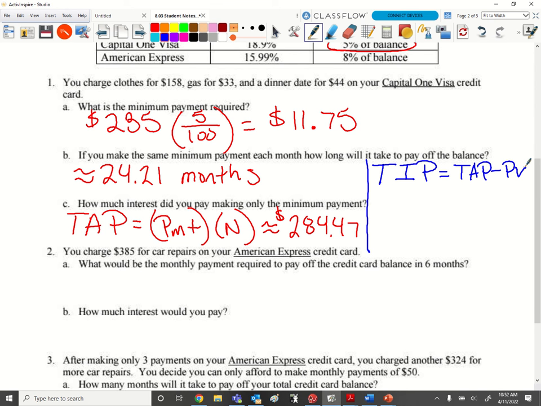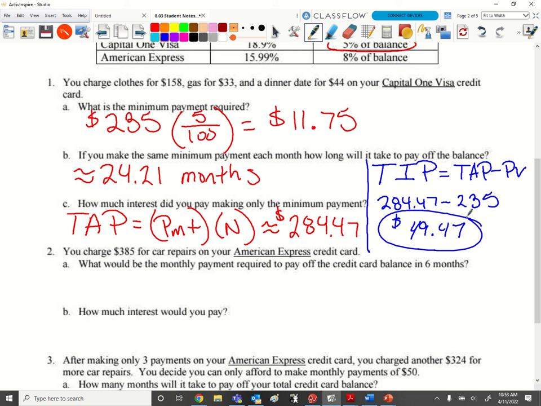What was TAP? Total amount paid. What's TIP? Total interest paid. So in this case, it's going to be 284.47 minus 235, which is going to give me, what's that going to give me? 49 point. So just by making minimum payments every month, how much did we end up paying in interest? That's almost $50 in interest.